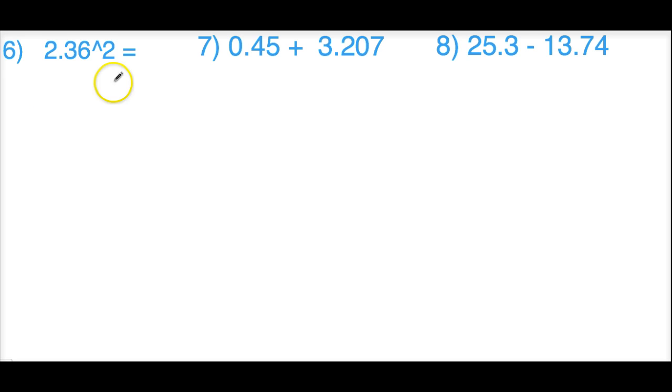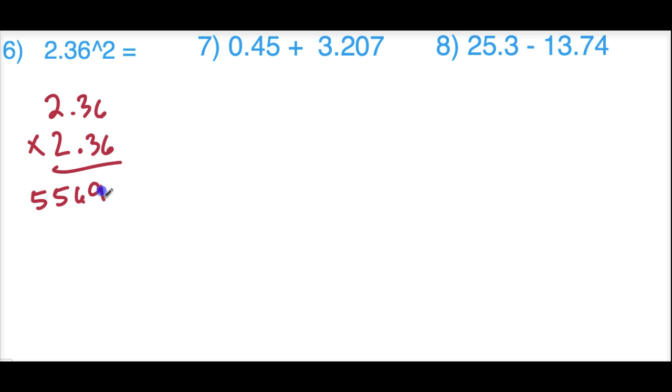Alright, we have 2 and 36 hundredths to the second power. So that's represented by multiplying our base 2 times. And to save time, I've written it down, but I've multiplied with my calculator just to show you what the final answer was. And we had to move our decimal place 1, 2, 3, 4. So our final answer was this.